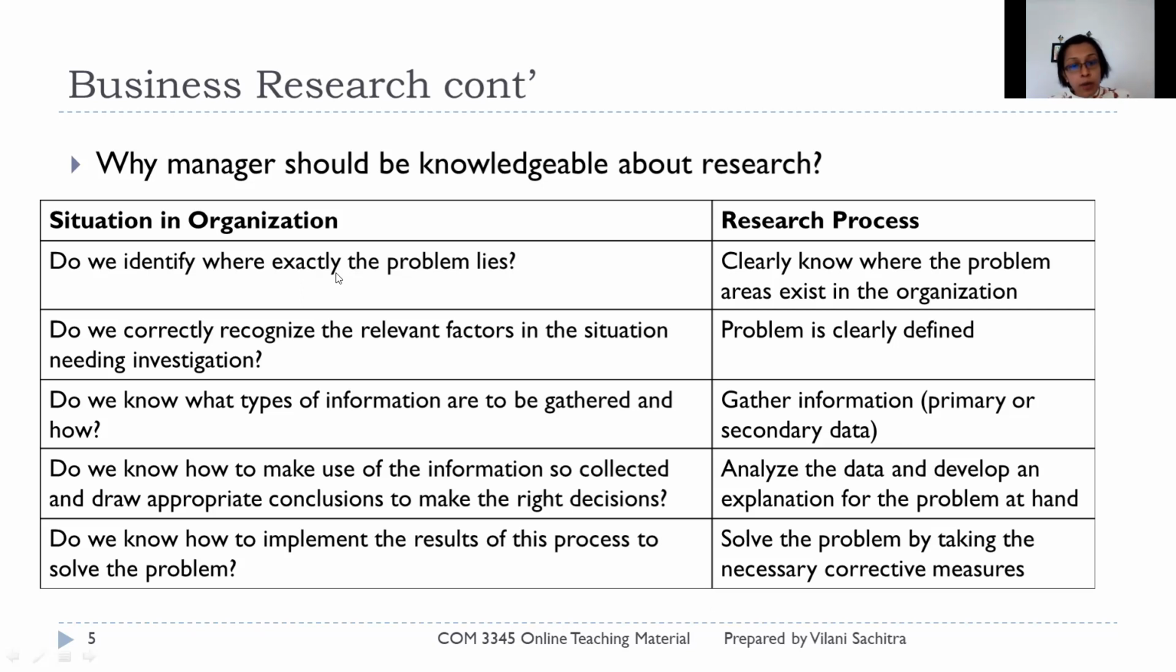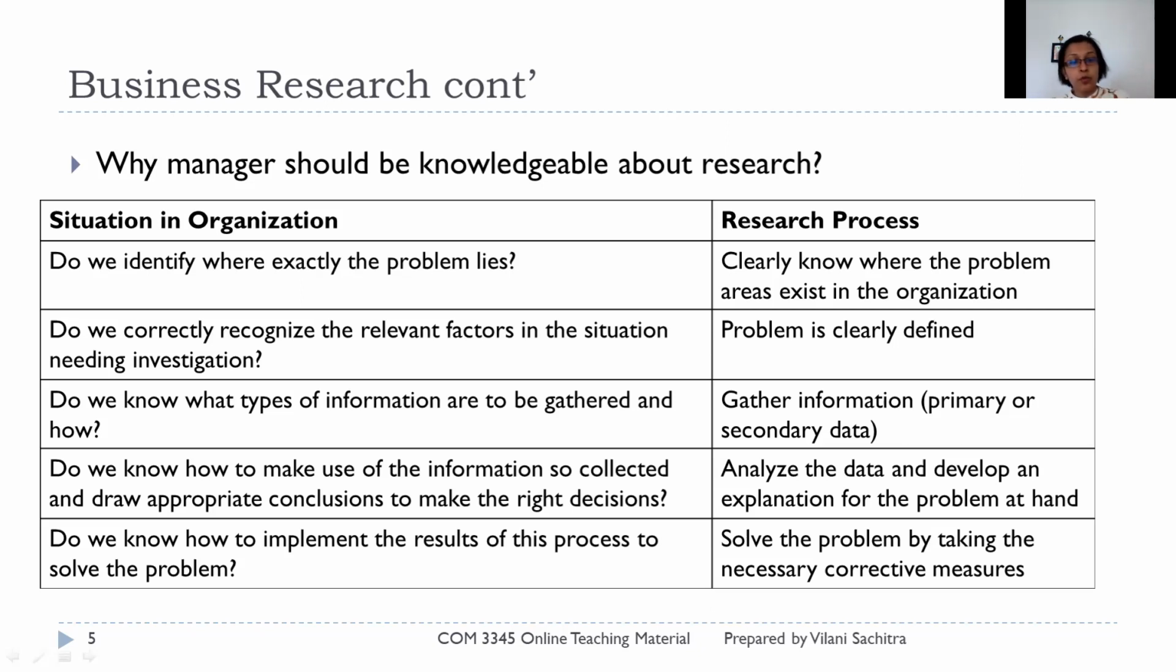Okay, so do we know what types of information are to be gathered, and how? If there is a profit issue, if the income is low, how do we know what sort of information we need to gather? What sort of consumer behavior do we need to study? What sort of market information do we need to collect? Then research knowledge helps you decide whether you are going to gather primary data or secondary data to analyze your problem first. So this is the important thing in research.